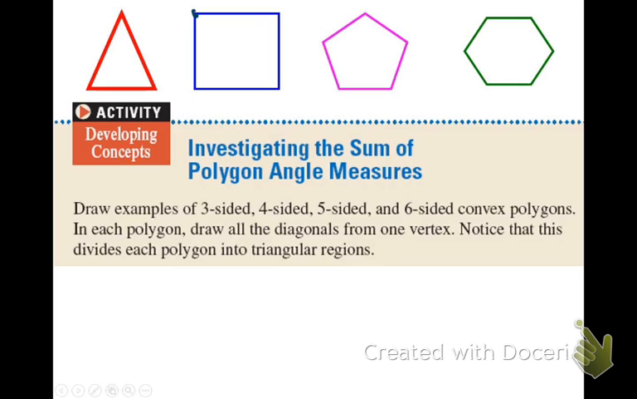What about this quadrilateral? Can I draw a diagonal? Yes, I can draw one. Well, what if I drew from this direction? I can draw one. I can at most only draw one from one particular vertex. The reason this matters: how many degrees fit inside of a triangle? 180. So if a quadrilateral has two triangles, how many degrees fit inside of that? 360, because there are two triangles, and 180 and 180 make 360.